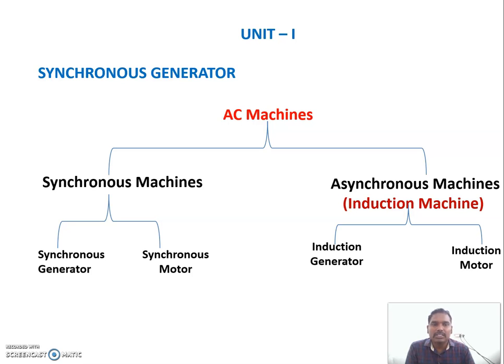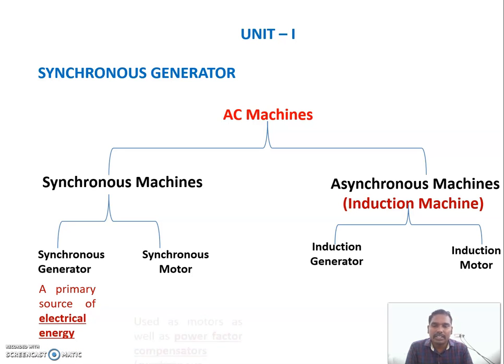Then the other one is the asynchronous machine, which means the machine speed is not the same as the rotating magnetic field speed, which is always lesser than the rotating magnetic field speed. In that, the induction machine is also classified into two types: one is the induction generator, another is the induction motor.